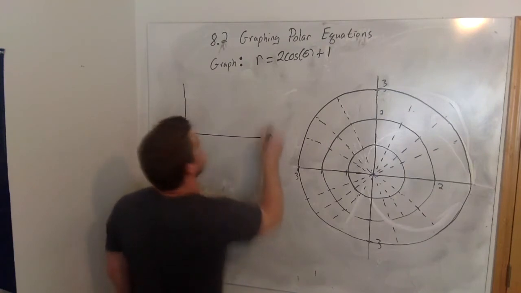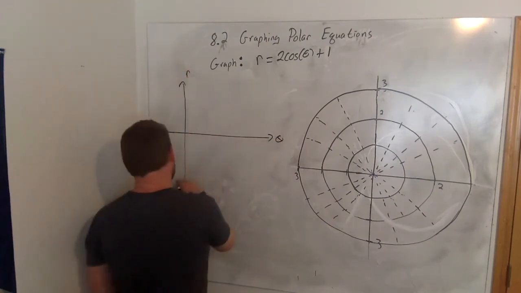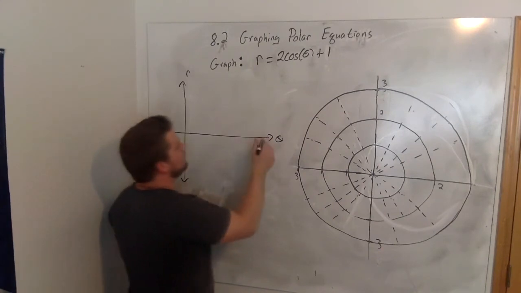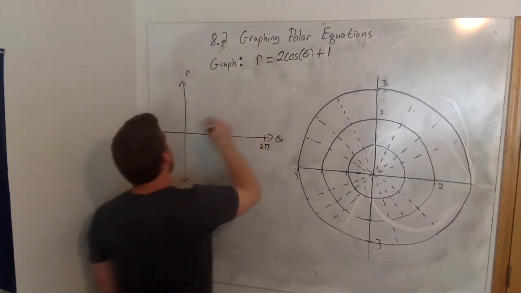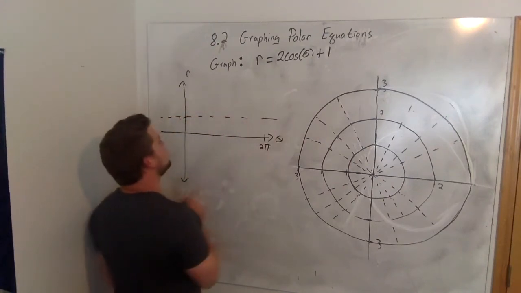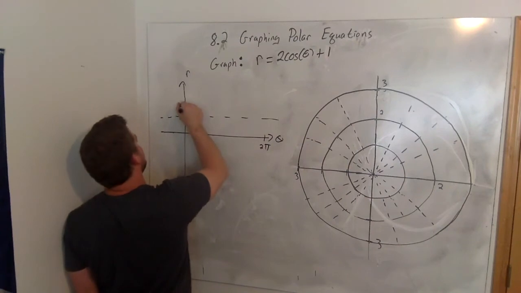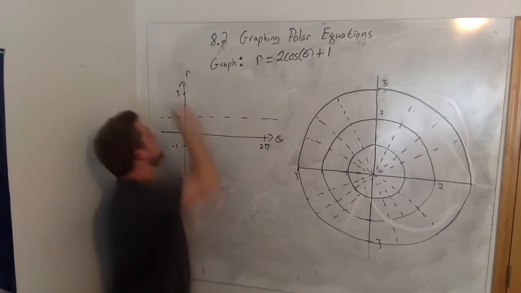We're going to be thinking about theta on the x-axis and r on the y-axis. Well, the period will be 2 pi. It's shifted up 1 unit, so we have an equilibrium at 1. It has an amplitude of 2, so we'll go up 2 from equilibrium. So here we are at 3. We need to go down 2 from equilibrium. So here we are at negative 1.